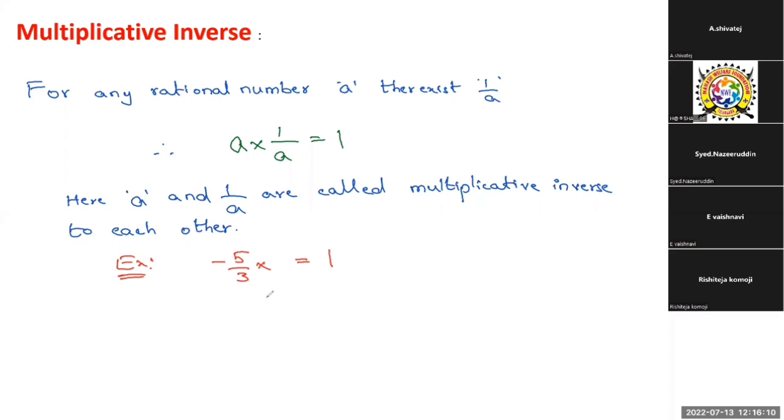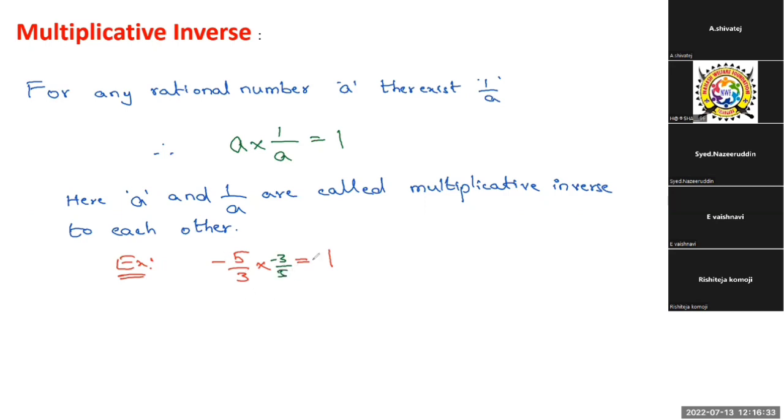Very good. Somebody is typing. It's not 1. 1 is the multiplicative identity. The multiplicative inverse is, very good, Shashivardhan has given the right answer. The multiplicative inverse of minus 5 by 3 is minus 3 by 5.